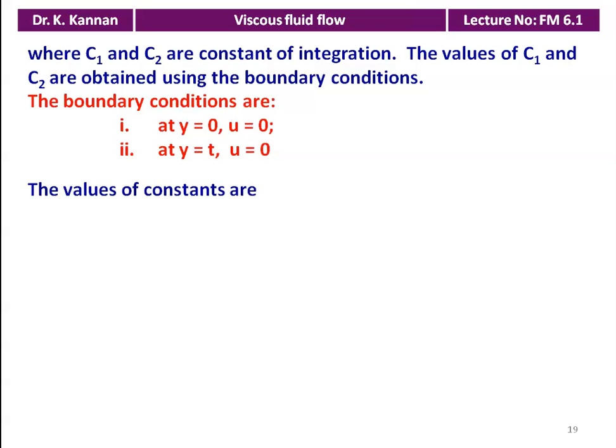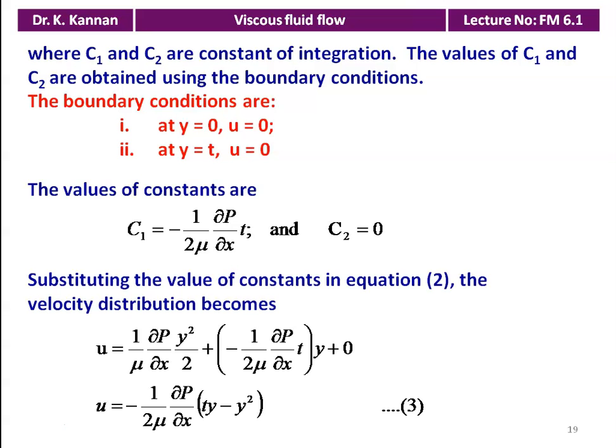Now, using the boundary conditions, we have C1 equal to minus 1 by 2 mu dou p by dou x into t, and C2 equal to 0. Substituting in the equation, we get the velocity distribution u equal to 1 by mu dou p by dou x y square by 2 plus minus 1 by 2 mu dou p by dou x into t into y plus 0. Rearranging the terms, combining the first and second term on the right hand side, u equals minus 1 by 2 mu dou p by dou x into ty minus y square. So this is the velocity distribution equation.